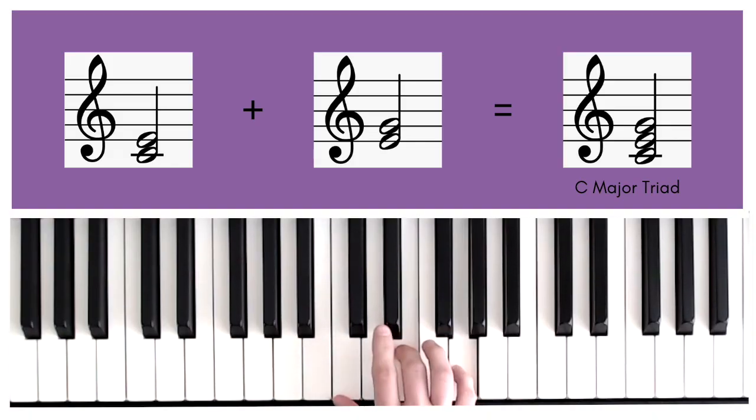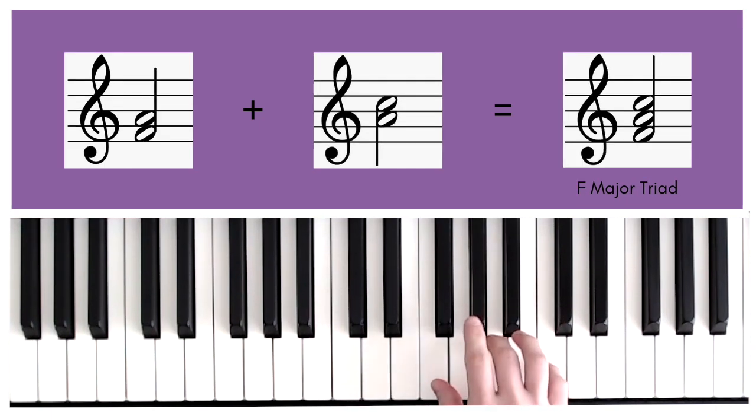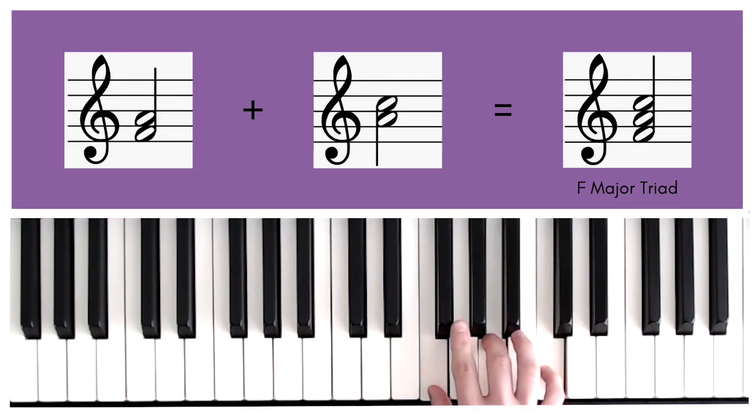Skips are easily seen in the music, especially when both notes are played at the same time. Most chords are made up of multiple skips stacked on top of each other. Here's an example with a C major triad and with an F major triad. You see how we have the same skip on the bottom, but we added a skip on top. All the notes are either line notes or space notes.